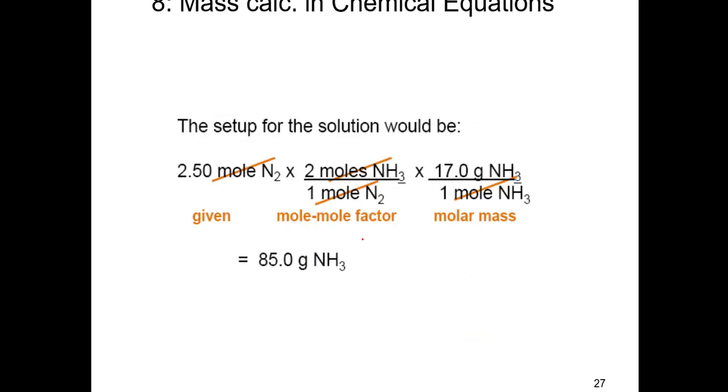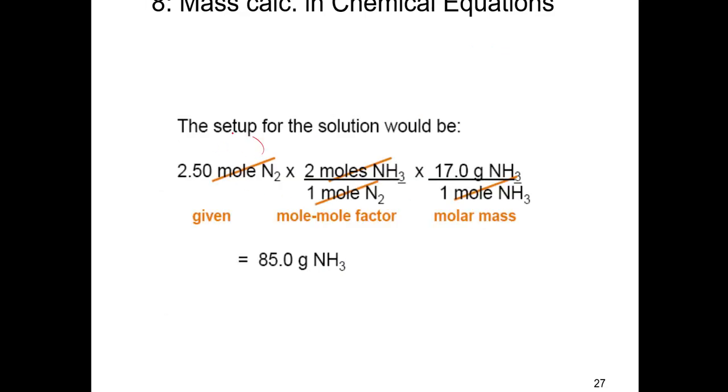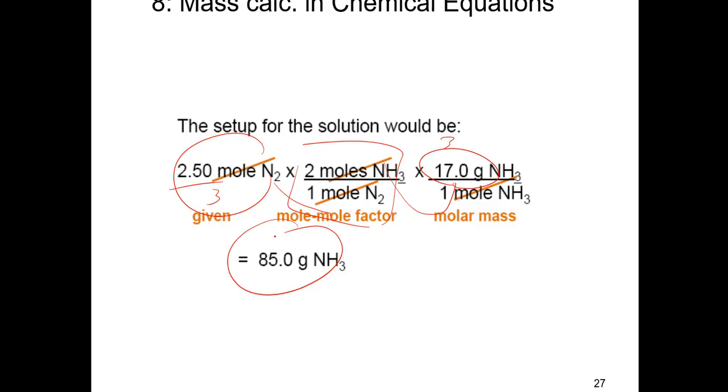So let's move on. In this case, we want to go from moles of our N2 into grams of ammonia. So we start off with moles, do the mole-mole ratio, also known as mole-mole factor, same thing. And then instead of ending in moles, we convert the moles of ammonia to grams of ammonia, also known as nitrogen trihydride. 3 sig figs on our starting value, 3 sig figs on our final answer, so the final answer should be rounded to 3 sig figs.